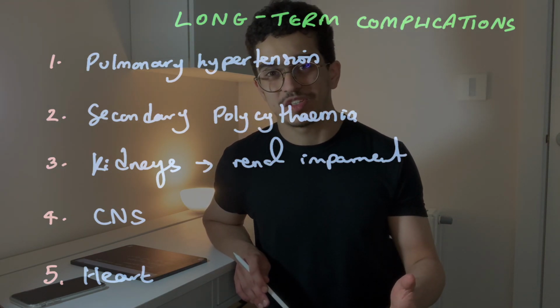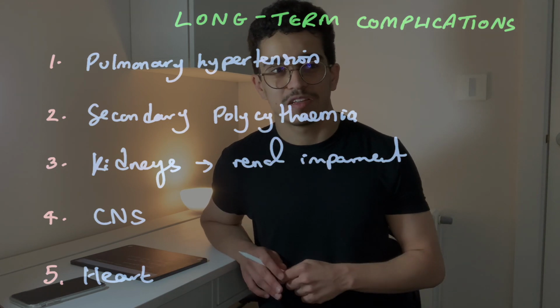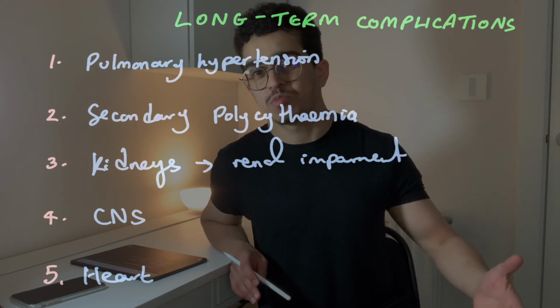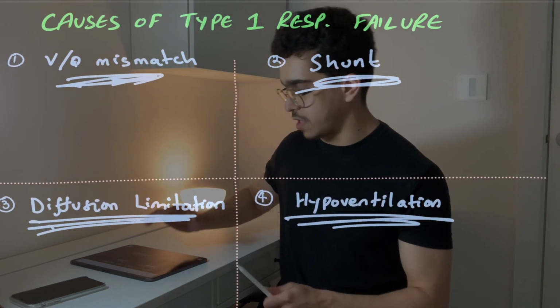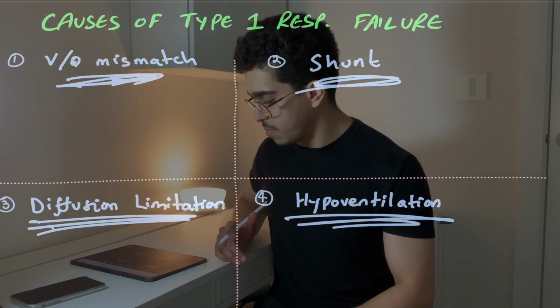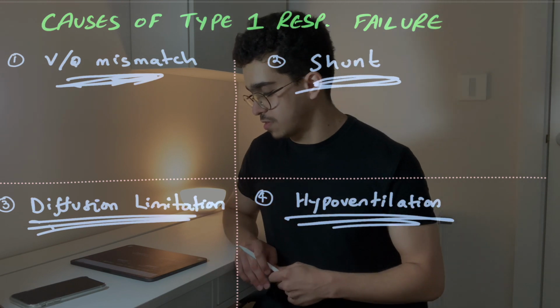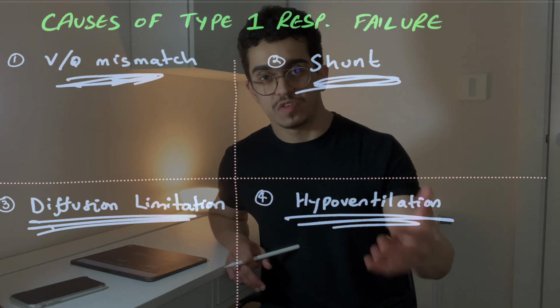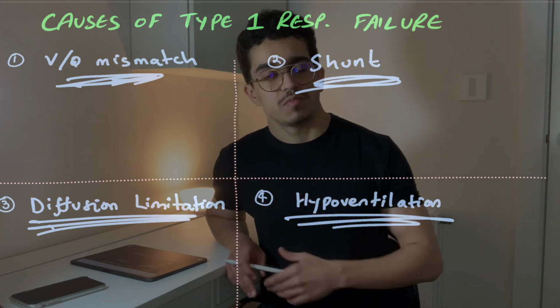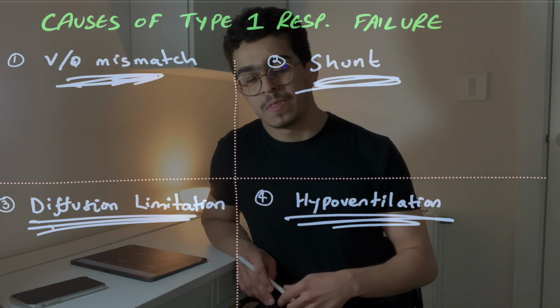I know I didn't mention the details about the things that can happen in type 1 respiratory failure, and I'm going to make separate videos about each of the mechanisms that can lead to hypoxia, the VQ mismatch, shunt, diffusion limitation, and hypoventilation in future videos.